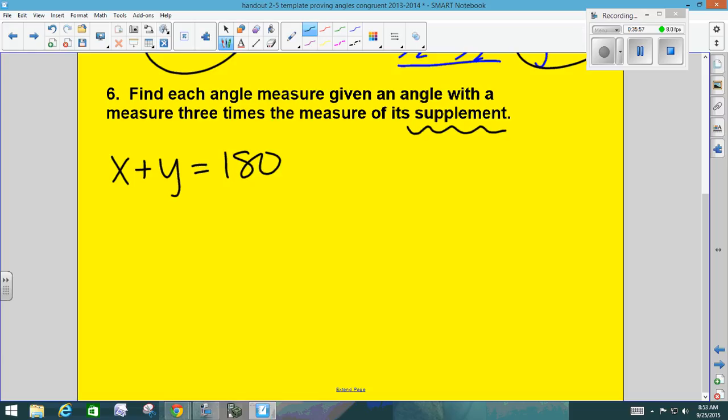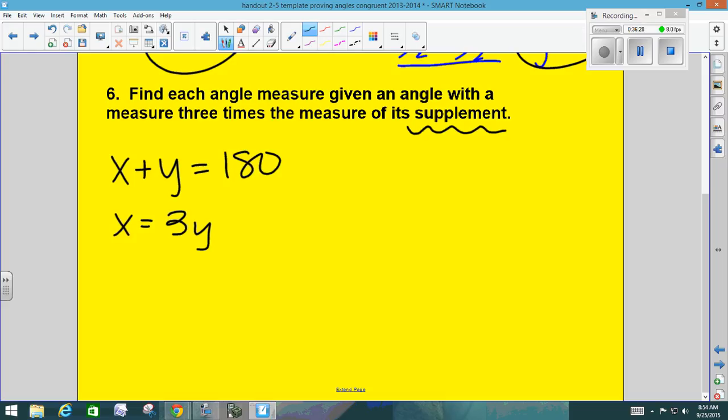One of the angles is 3 times the other one. What kind of equation can I write from that if one of them is 3 times the other one? Jimmy? X equals 3y. X is 3 times the other one, so x equals 3 times y. Two equations, because I have two equal signs. Two unknowns, because I have two variables. Means I have two ways to solve it. You can eliminate or you can substitute.